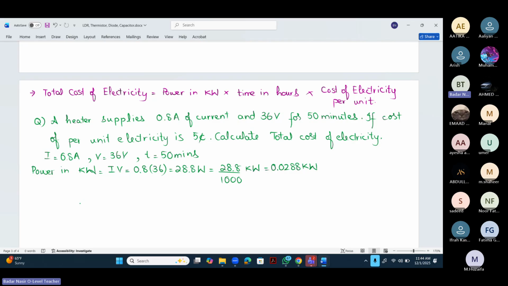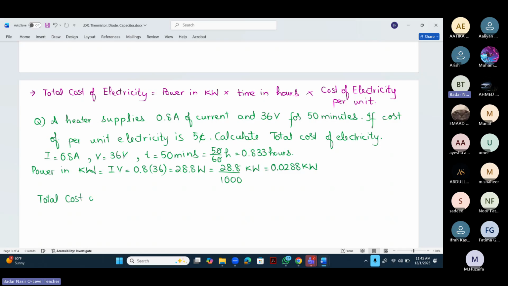Acha, time should be in hours. So let's say if the time is in minutes and you have to convert it into hours, you divide it by 60. So we get 5 by 6, which is 0.833 hours. Okay. So you have the time in hours, you have the power in kilowatts, you also know the cost per unit of the electricity is 5 cents.